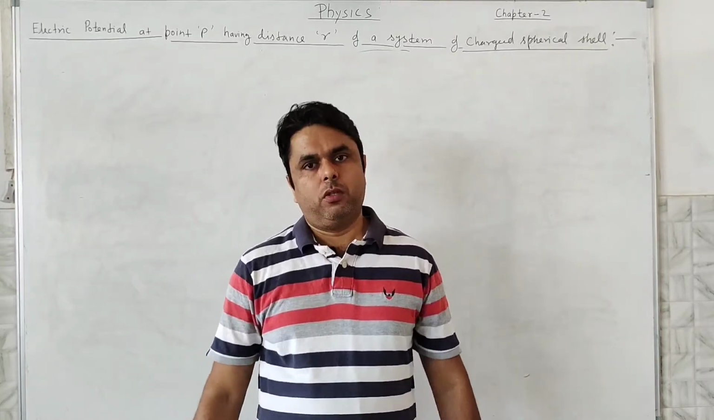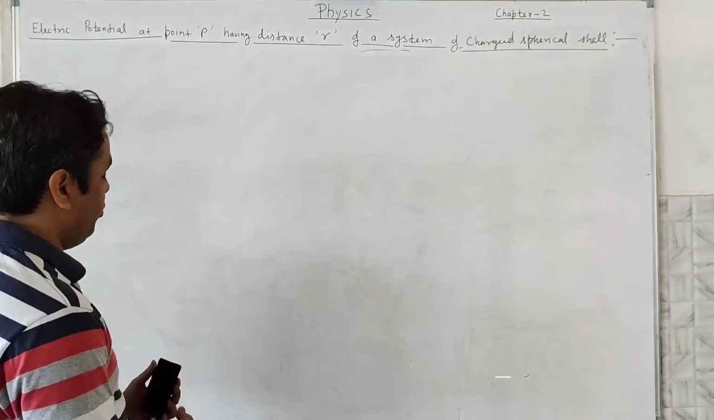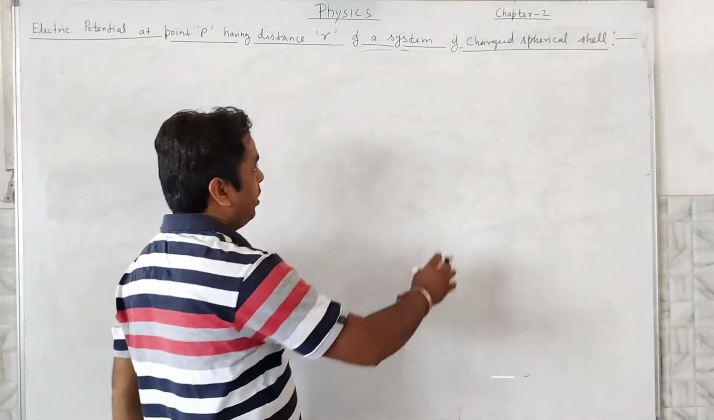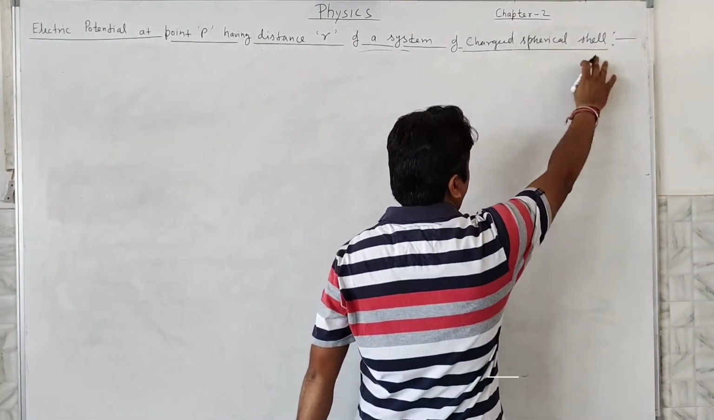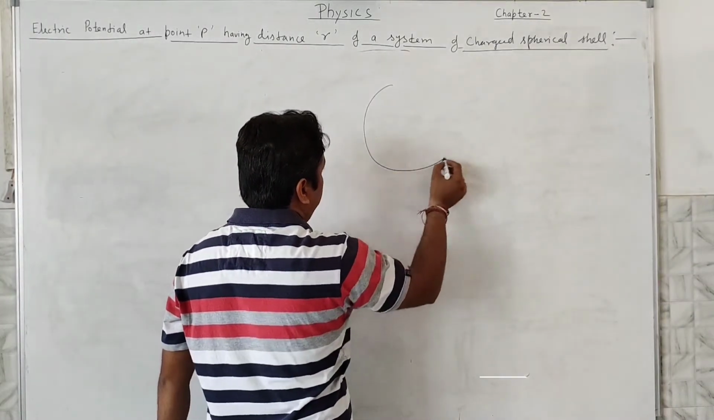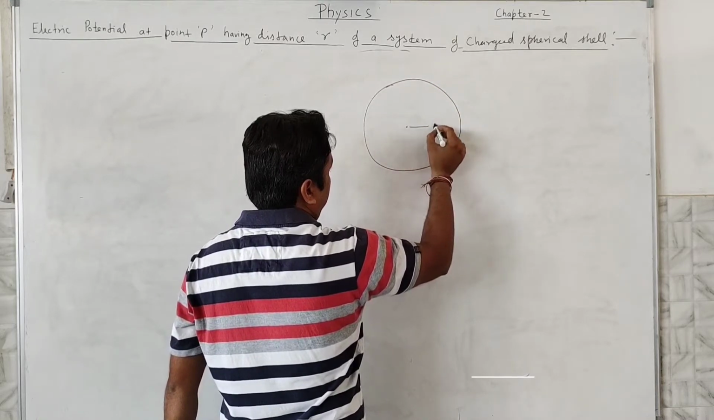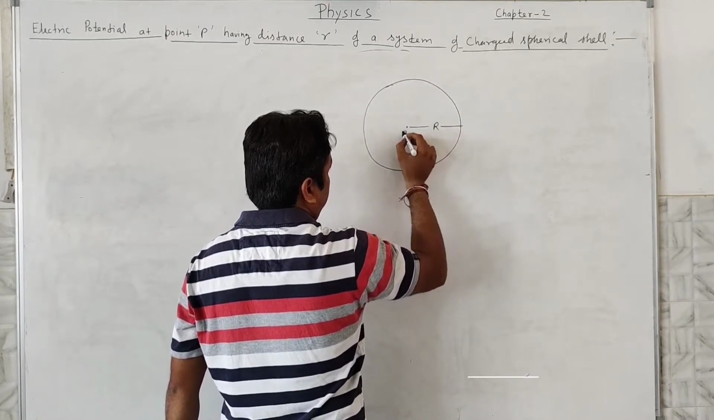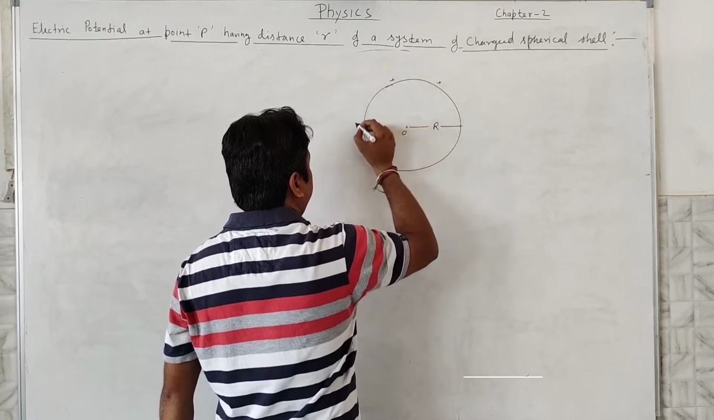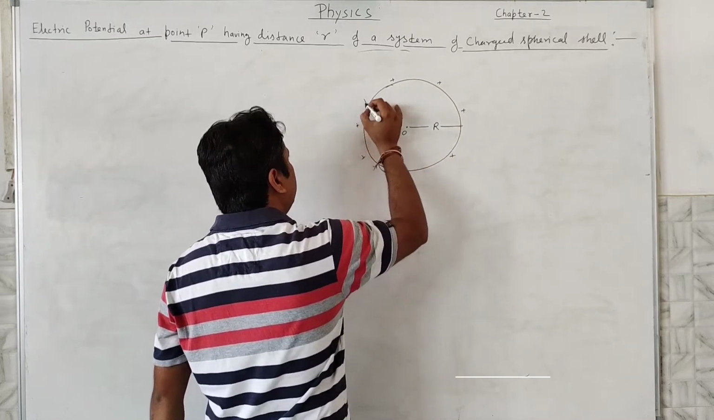Hello everyone. So today we are discussing another application related to the electric potential. Today we are assuming that charge is placed over the spherical shell. A spherical shell, as we know, has some radius, and the charge is placed along the radius of this one. So charge is placed somewhere here. It is a uniformly charged shell.